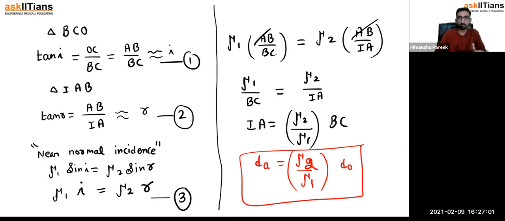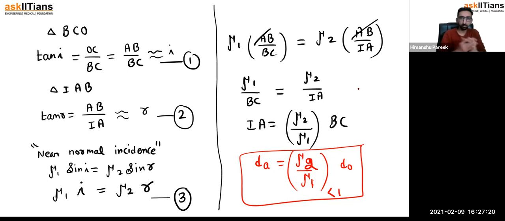So mu2 is less than mu1, so this ratio would be less than 1. And hence it is very much clear now that DA is less than DO. So the apparent depth is less than the actual depth. Okay, so that's how we must understand the calculation of apparent depth. So we have got this as a final result.